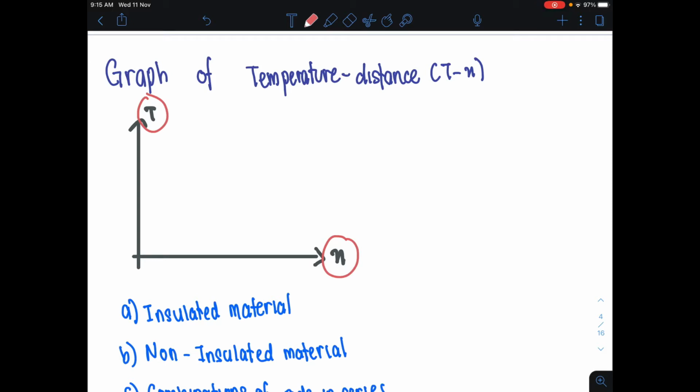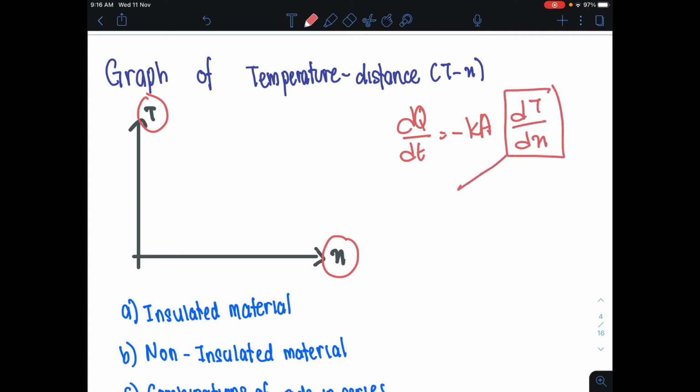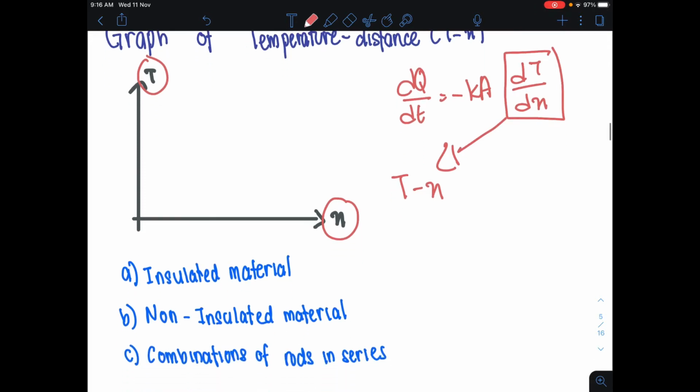So basically, if you remember, kita ada equation of rate of heat flow, dQ over dt, is equal to negative KA dT over dx. So dT over dx ni adalah apa yang kita nak bincang hari ni, which is the graph of T versus x. Alright, so kita akan look into 3 different cases to sketch this particular graph of T versus x.